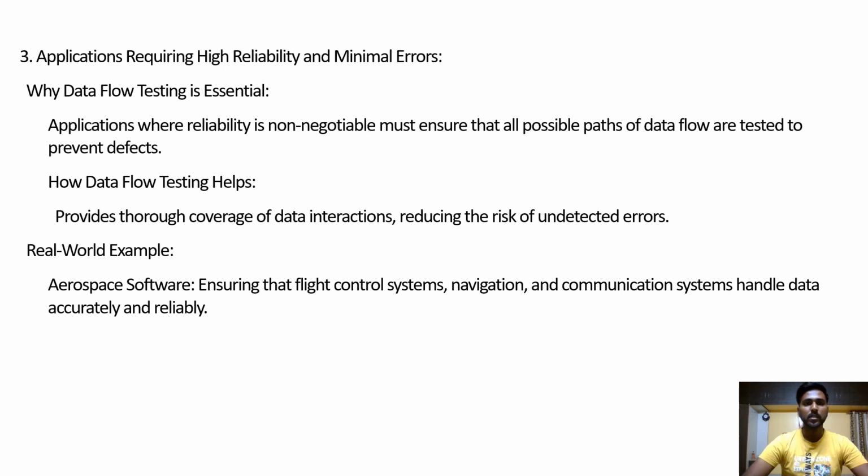The next point is application requiring high reliability and minimal errors. Why data flow testing is essential? Applications where reliability is non-negotiable must ensure that all possible paths of data flow are tested to prevent defects. How data flow testing helps? Provides thorough coverage of data interaction, reducing the risk of undetected errors. Real world example. Aerospace software ensuring the flight control system, navigation, communication system handling data accurately and reliably.